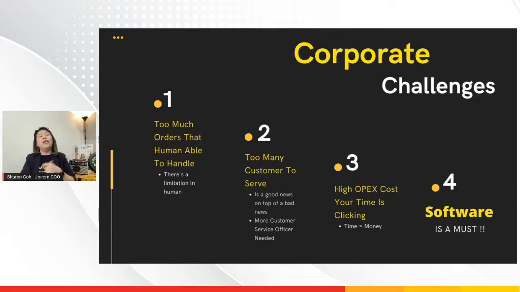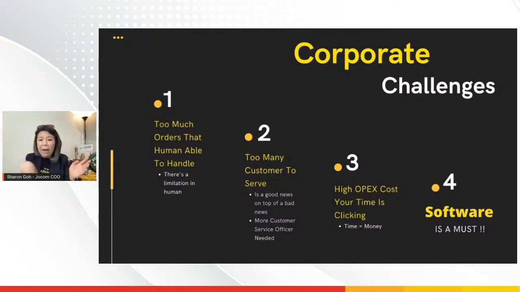All right, the third thing you will face is high OPEX cost. So your clock is ticking. What is OPEX cost? OPEX cost is all the headcount. The more headcount you have, the more OPEX cost you have. Unless your father owns a bank, that is a different story. But I don't have a father that owns a bank. So of course, my time keeps on ticking.